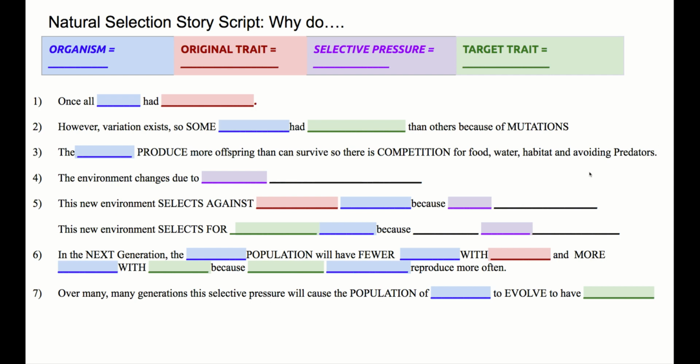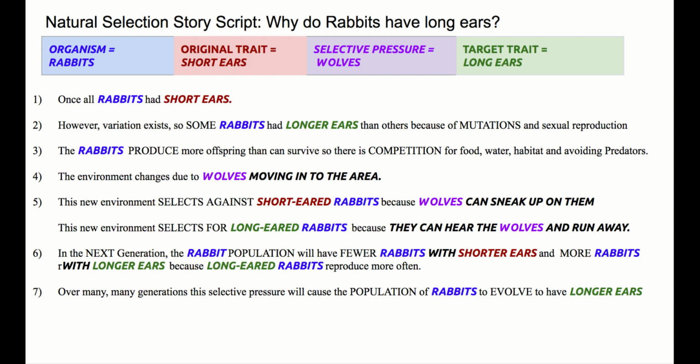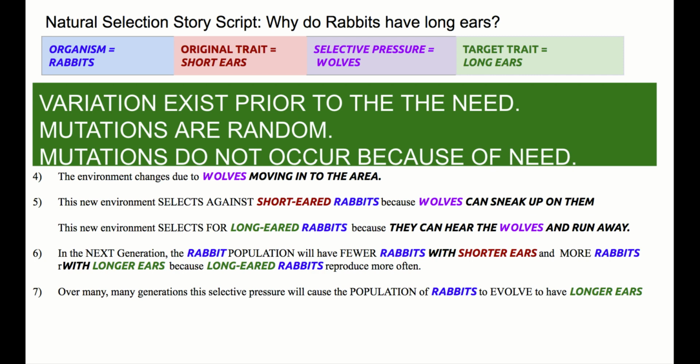Because in those 3 steps, you are focusing on one of the principles of natural selection, which is that mutations exist prior to the need. Mutations are random. They don't occur because the animal needs them to happen. So, for example, in my story, the rabbit doesn't grow long ears or stretch its ears so it can hear the wolves better. The rabbit just happens to have ears of different lengths, and because of the presence of the wolf, the ones with longer ears survive a little bit better and reproduce more.